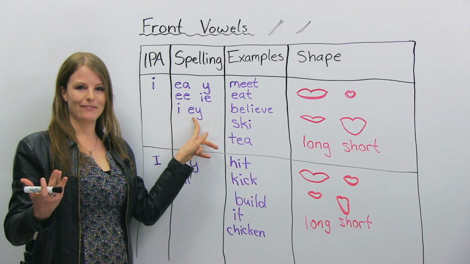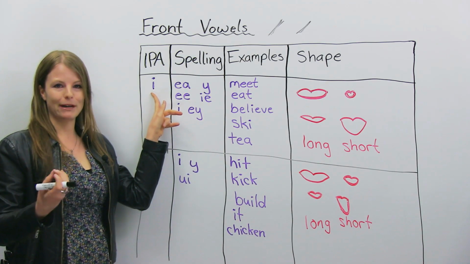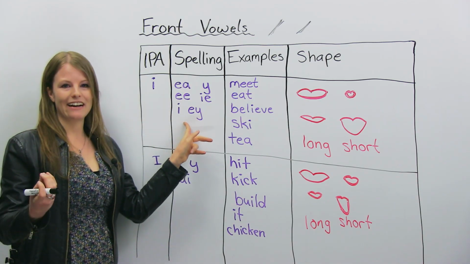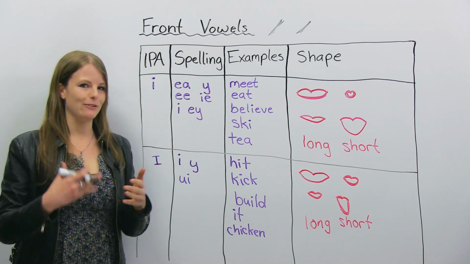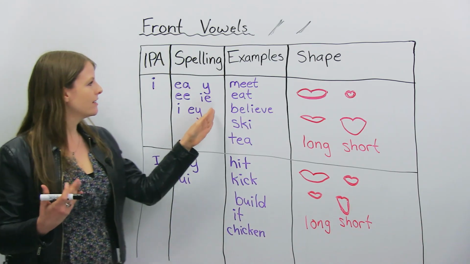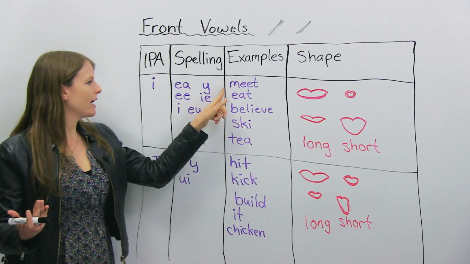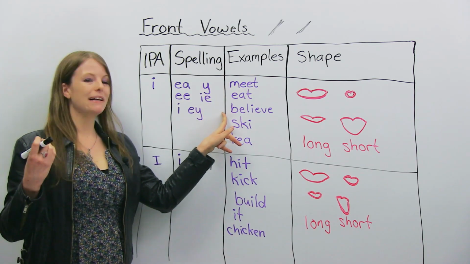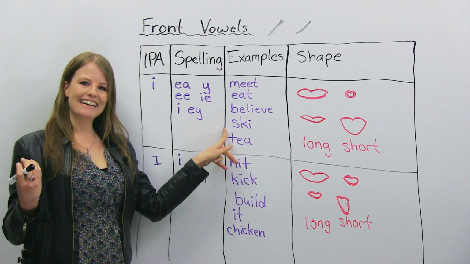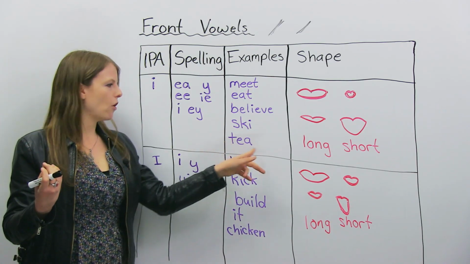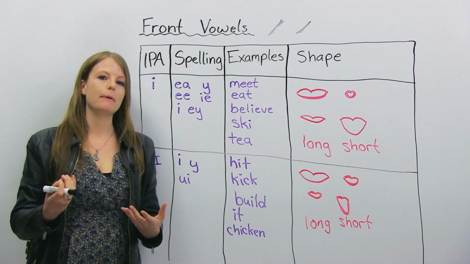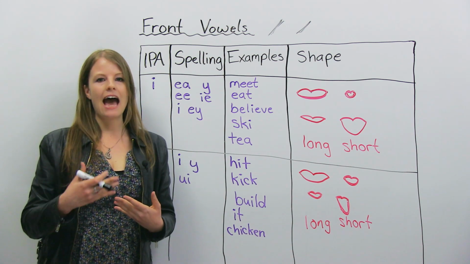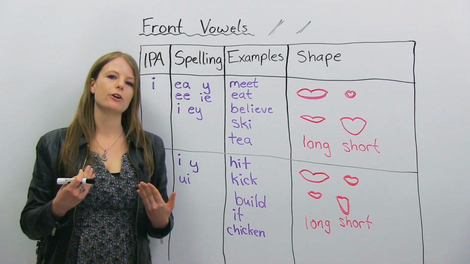So this is why, if you're looking in the dictionary, sometimes the IPA can be helpful, because all of these can be an E sound, but sometimes there are other sounds also. So that can get a little bit confusing. Okay, so let's look at some examples. We have the word meet, eat, believe, ski, tea. So all of these, even though the vowel is spelt differently, they all have an E sound to them.